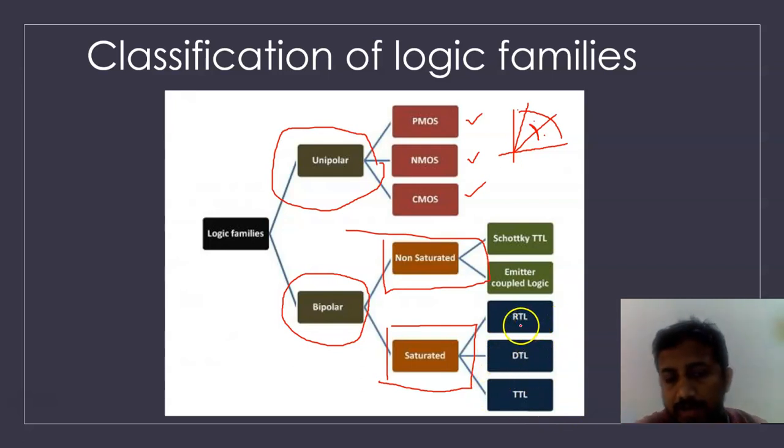The first, elementary one was RTL. Developments were made, and further improvements were made in the TTL, an improvised version. And in unsaturated logic, we have Schottky TTL and emitter coupled logic. These are the two logic families in the unsaturated category.